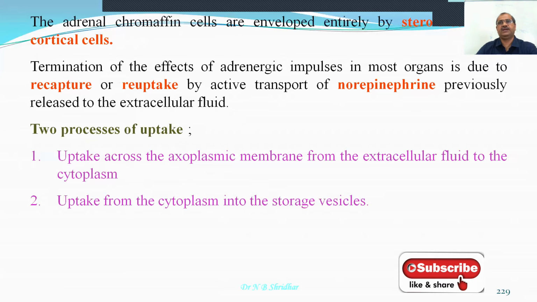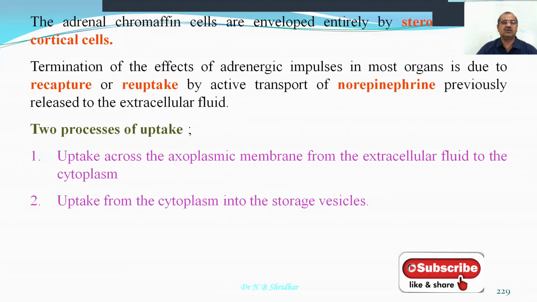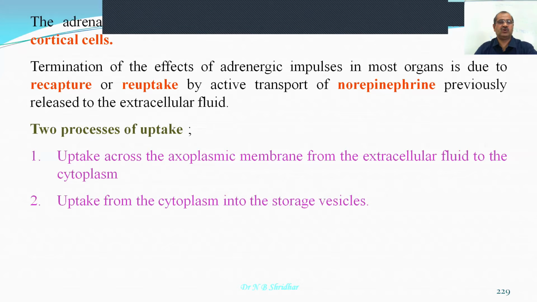Here, an important step is the reuptake of the norepinephrine by active transport with the help of energy. It is uptaken from the exoplasmic terminals, and two processes are there, known as uptake 1 and uptake 2. The thing is, uptake across the exoplasmic membrane from extracellular fluid to the cytoplasm, especially the neuroplasm.